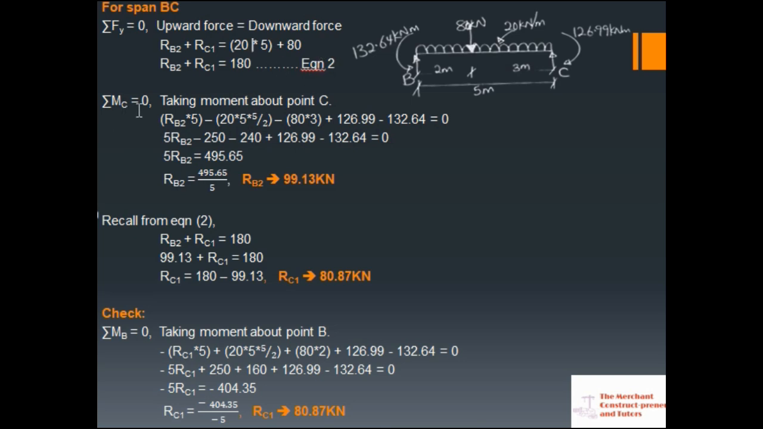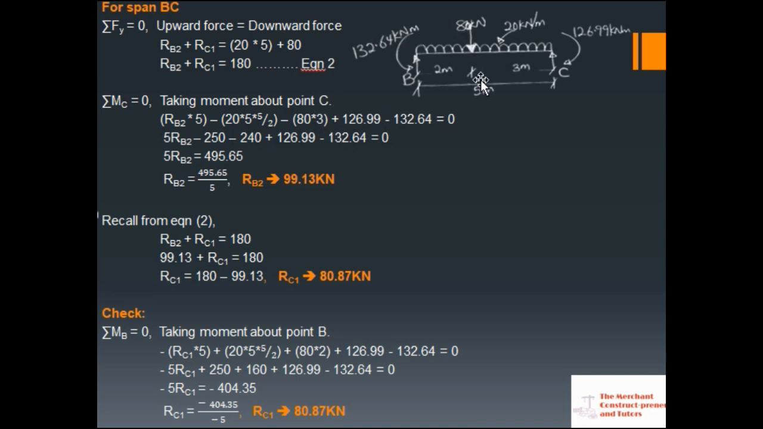So take moment about point C. Summation of moment at point C equals 0. So this is at this point here, and we are taking from B down to C. RB going in the clockwise direction is positive, so RB2 times 5. Did you see how it came about? RB2 times 5. Then this uniform distributed load is coming downwards in an anti-clockwise direction, so 20 times 5 times 5 over 2. Then we have this other portion here.